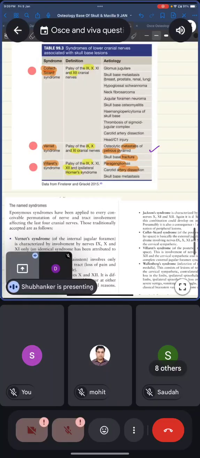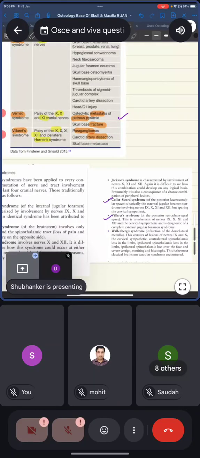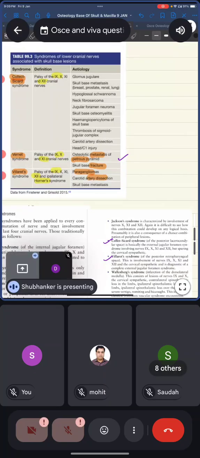Okay. What is the second question they might ask? What is Villaret syndrome and what is Collet-Sicard syndrome? So please remember these 3 points: Wernicke, Villaret and Collet-Sicard, specifically with your jugular foramen. And apart from that, the other questions can also be a part of your question.